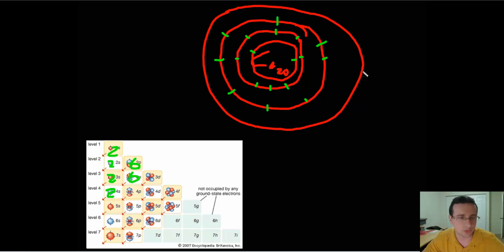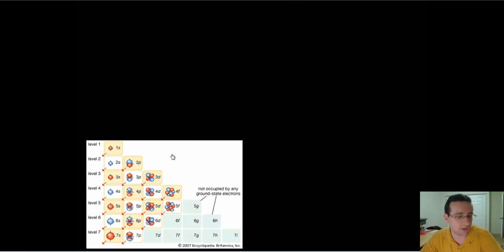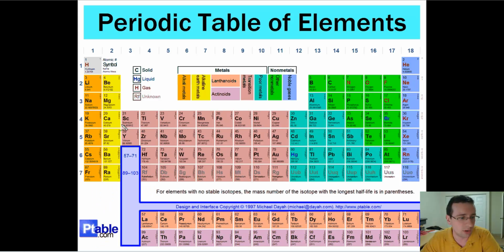And so you're going to put those last 2 electrons on the S subshell of level 4, which means it's going to look like this. And you're only going to put more electrons on the D subshell if you have need for more, and that's where you get the transition elements of the periodic table, which are here between calcium and gallium.